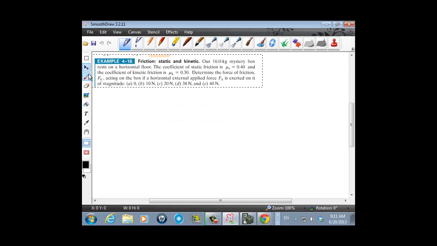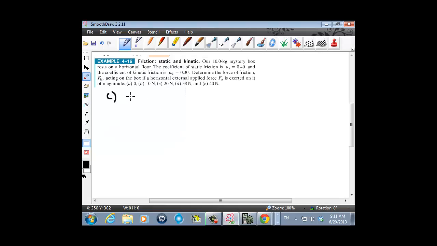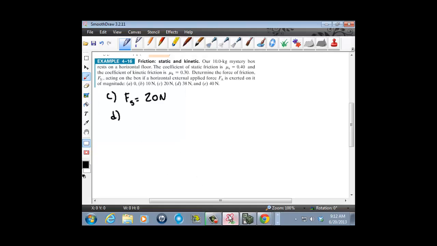Okay, so now let's look at part C. Now we don't have to do any more work for part C. Why not? Because we still know what the maximum static friction is. So in part C, what can we say the static friction is? 20 newtons. Okay, part D, we have 38 newtons. Let's go back and look at our number here, 39.2. Okay, so part D, same thing. So it turned out this one was easy enough to do all 5 parts.